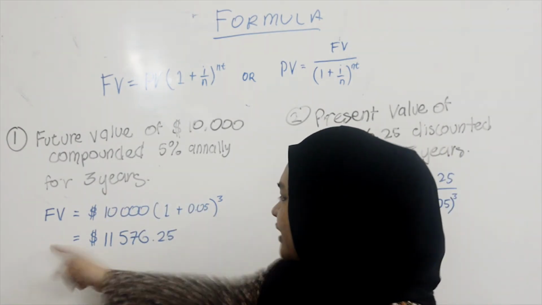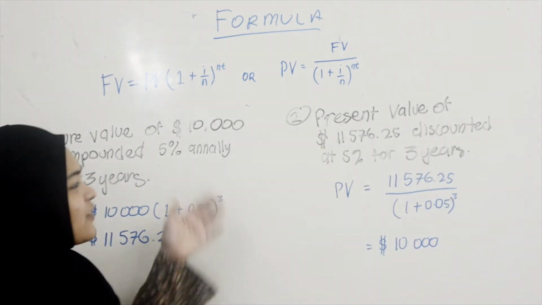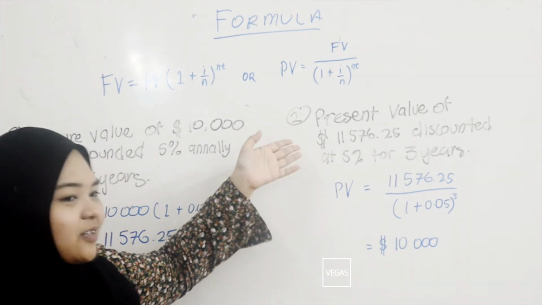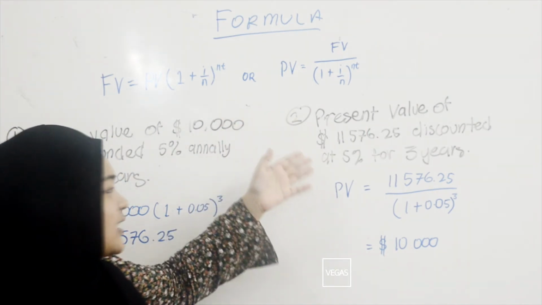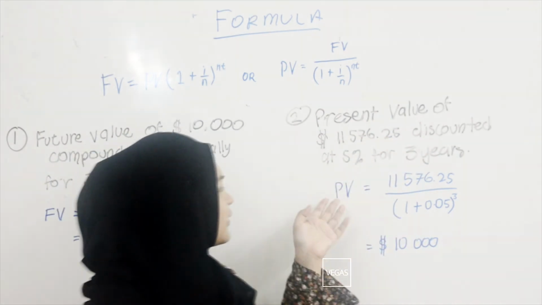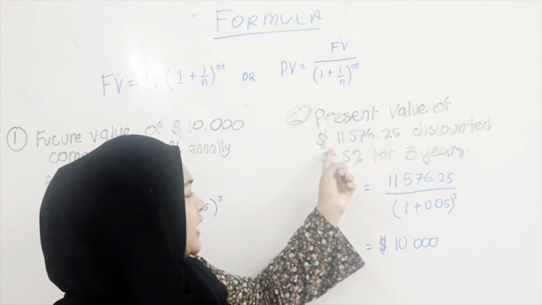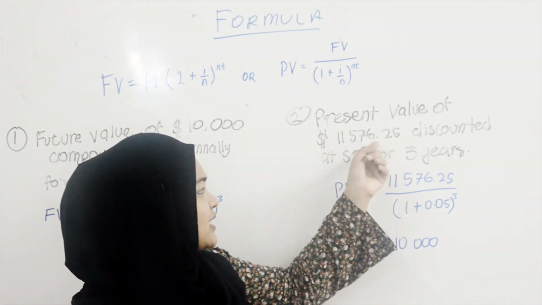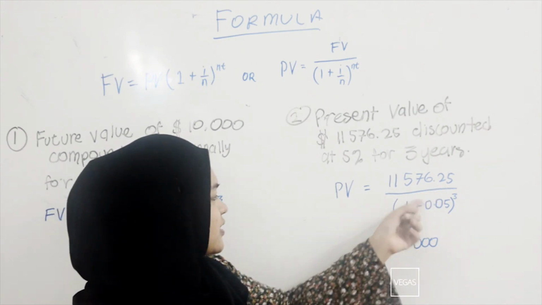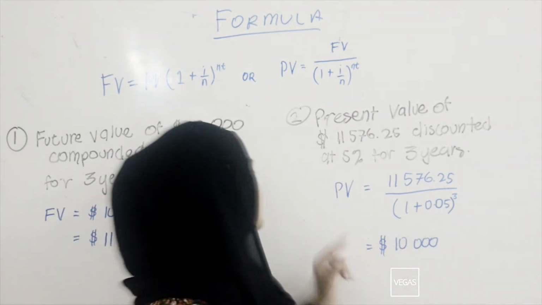The future value is equal to $11,576. Next is finding the present value of $11,576.25 discounted at 5% for 3 years. The PV, present value, is equal to FV, given by $11,576.25 divided by (1 plus 0.05) to the power of 3, where you will get back $10,000, which is the present value.